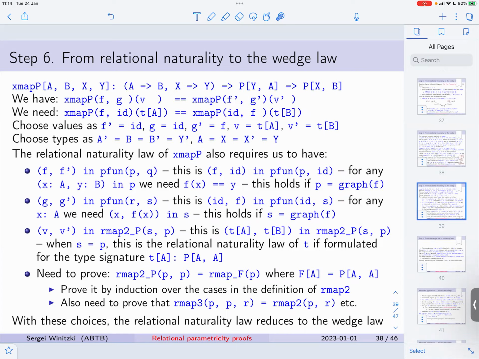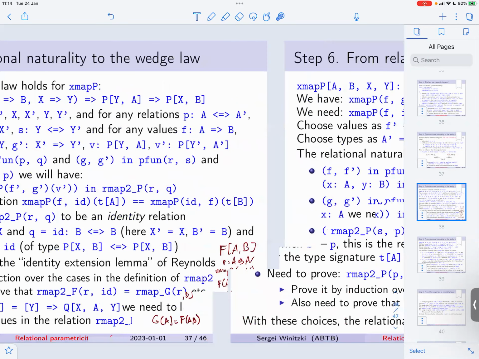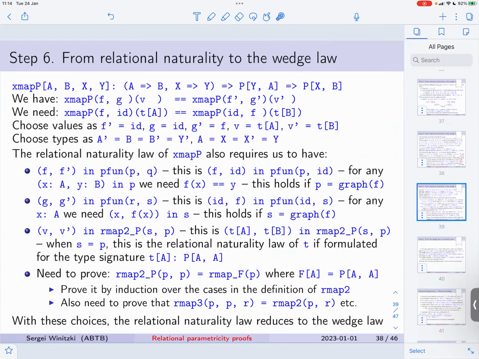However, this law has a big precondition. All these things must hold. F and F prime must be in this relation, G and G prime must be in that relation, and so on. V and V prime must be in that relation. And we need to verify that all of that holds.